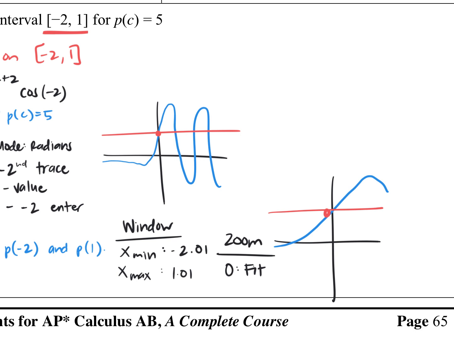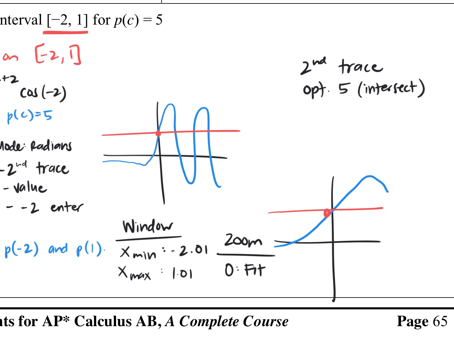Anyone know how to do the intersection function on your calculator? Okay, that's what we're going to do. We're going to use the intersection function on our calculator. To get there, you're going to hit second trace, option 5, or option to intersect. It might be different on yours.